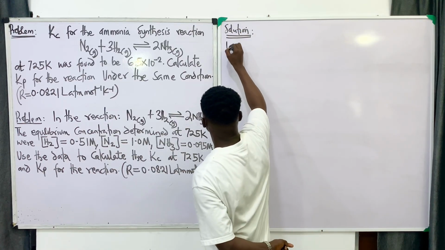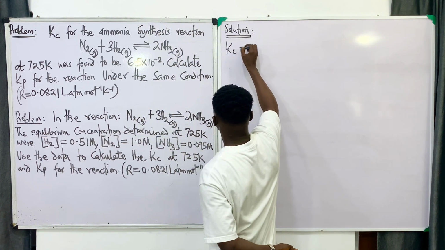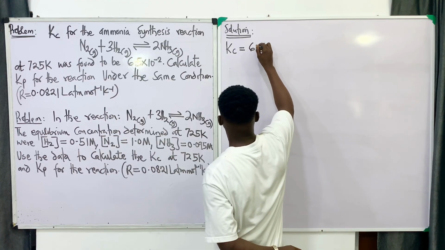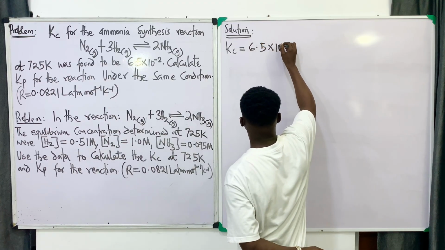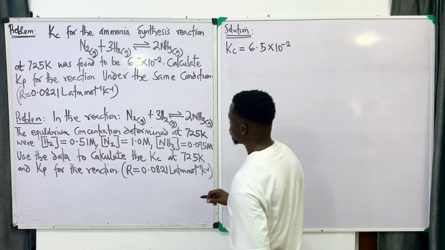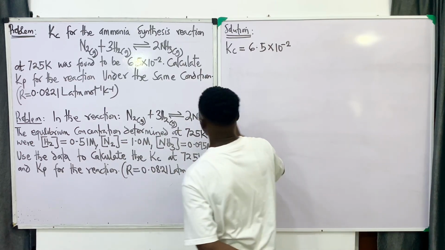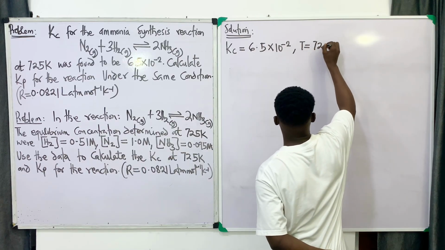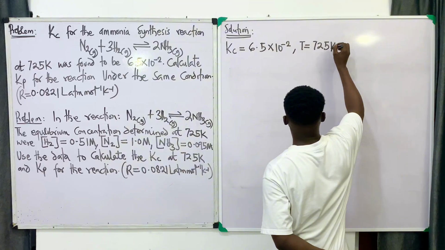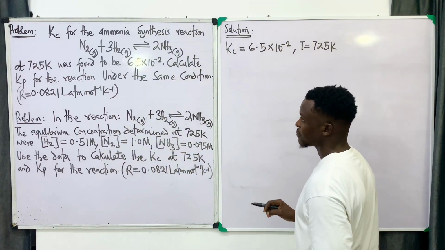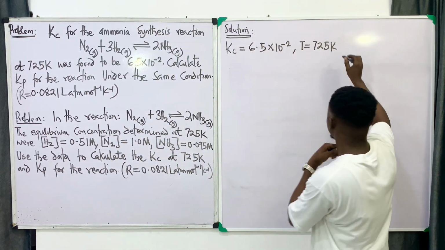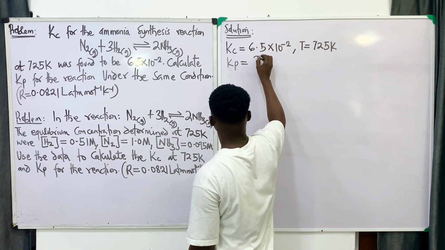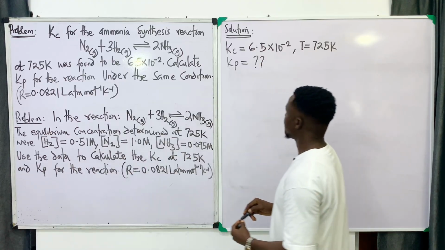Now I'll say Kc for this particular reaction is 6.5 times 10 to the power of minus 2. Now the temperature for this reaction is 725 Kelvin. Now they gave us our Kc. We do not know the value of Kp.